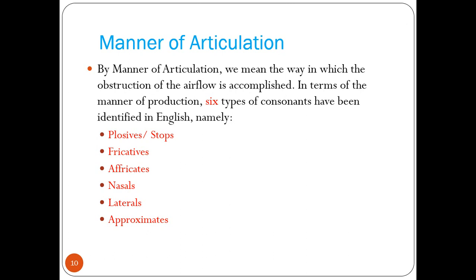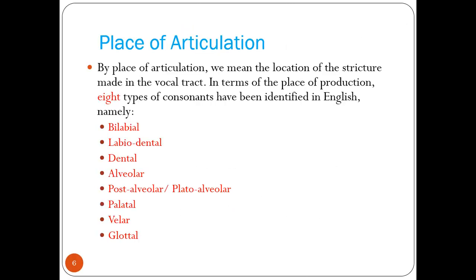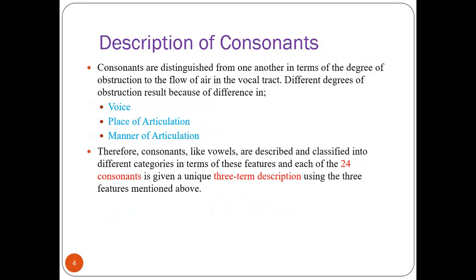The second criterion was that of place of articulation. Based on the place of articulation, we can classify speech sounds of the English language into 8 different categories, which we discussed and covered in the previous part of the lecture. Now, this is the second part of the lecture, in which we are discussing the third criterion, and let me just remind you.